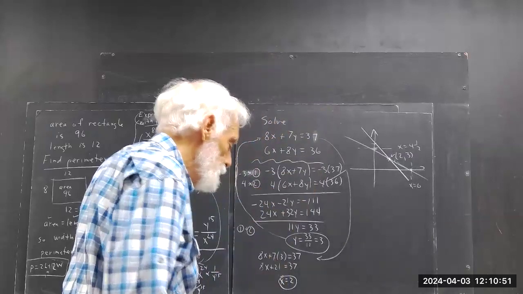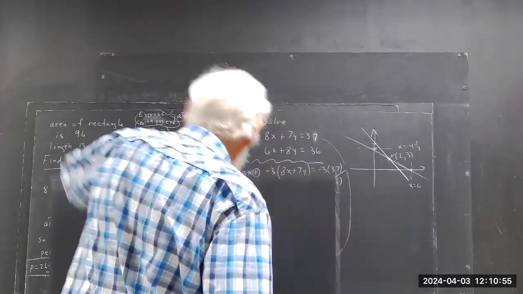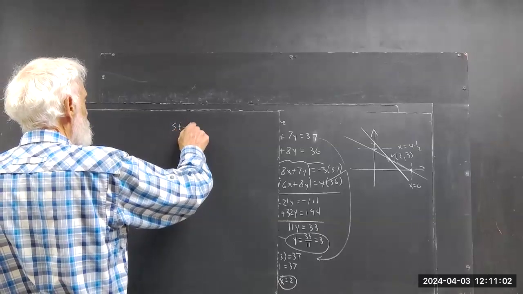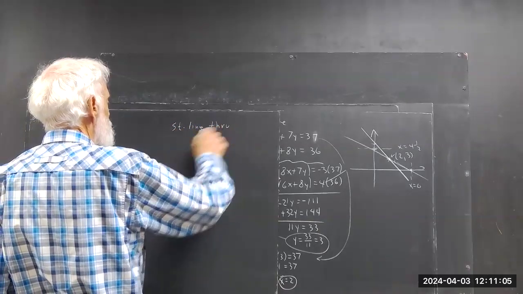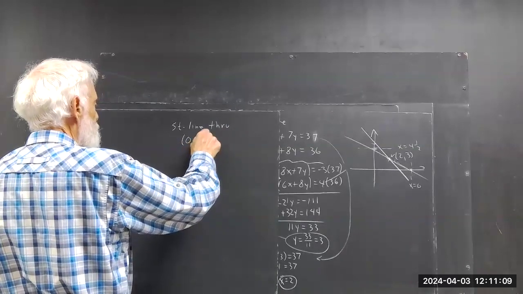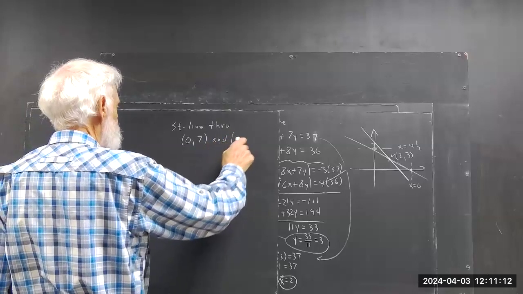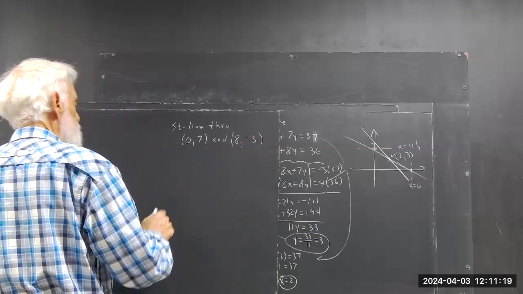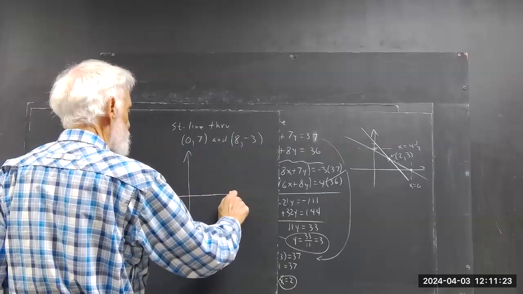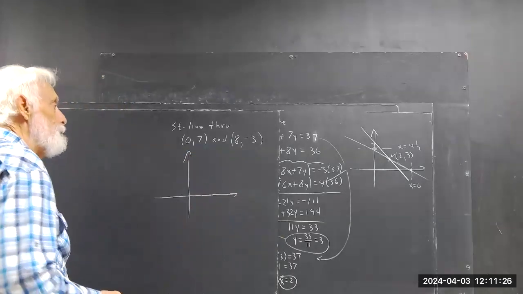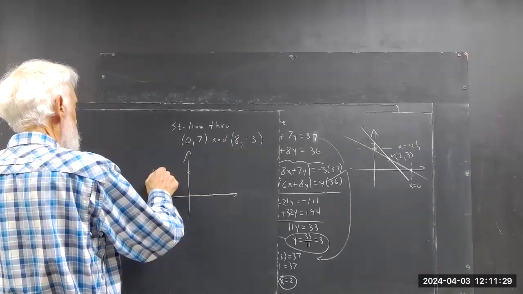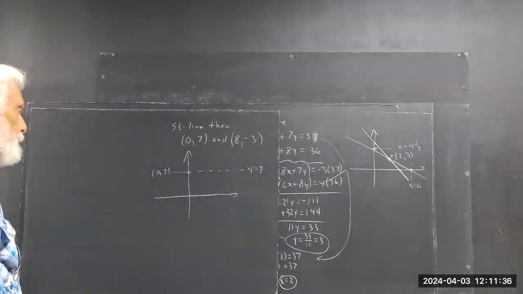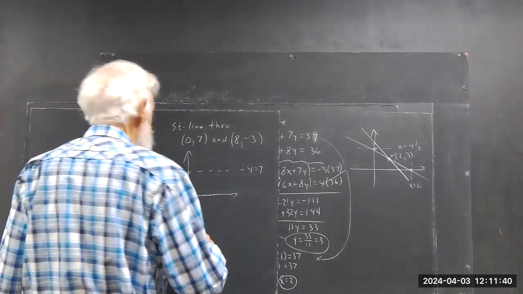Let's go to the idea of the equation of a straight line. That's really important. Do a straight line. Do the point 0, 7, and 8, -3, as we want to draw the graph. So I'm going to put 0, 7 here. And I'd like to draw a line here so that 0, 7 is on this line. Okay. And then 8, -3.